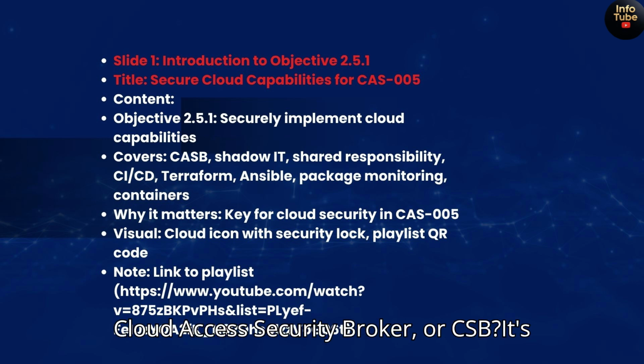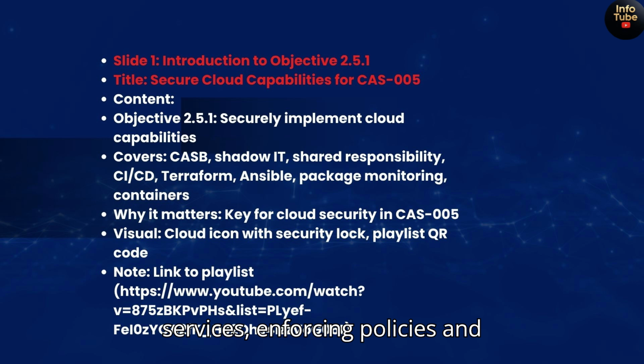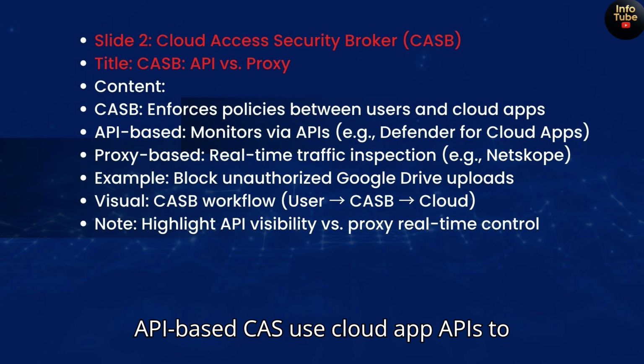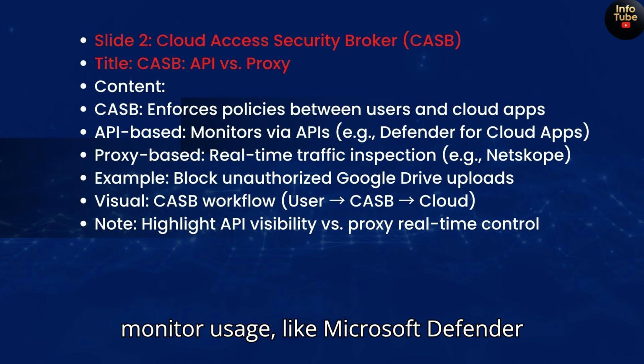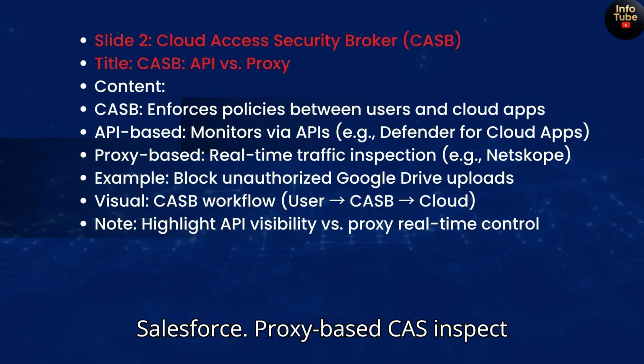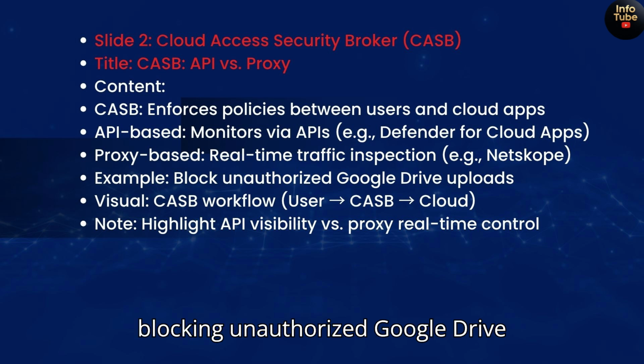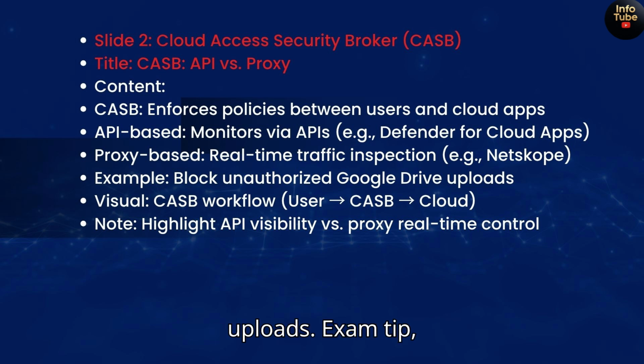First, what's a Cloud Access Security Broker, or CASB? It's a security tool between users and cloud services, enforcing policies and protecting data. There are 2 types. API-based CASBs use cloud app APIs to monitor usage, like Microsoft Defender for Cloud Apps tracking sensitive data in Salesforce. Proxy-based CASBs inspect traffic in real time, like Netskope blocking unauthorized Google Drive uploads.